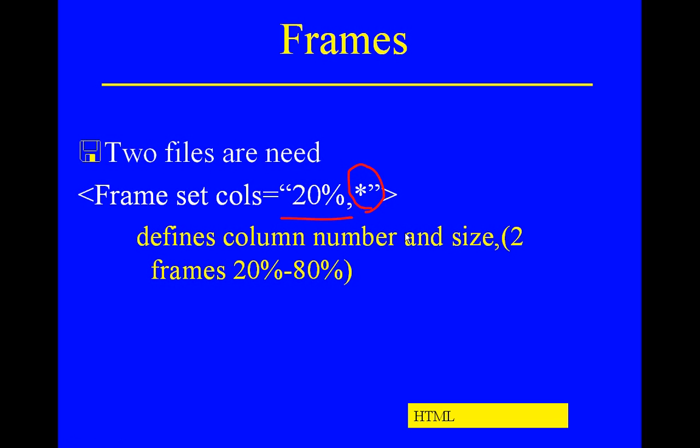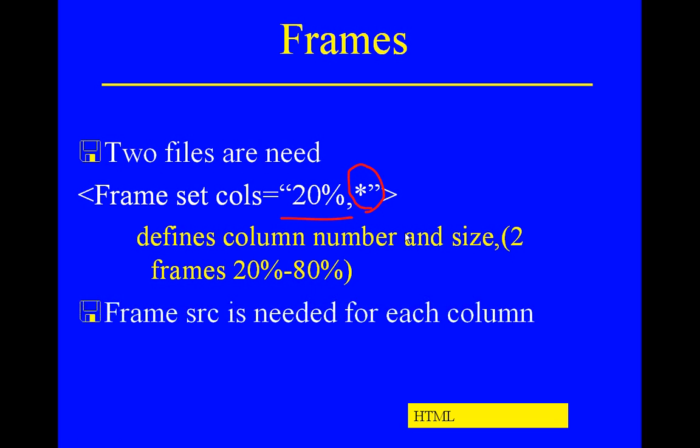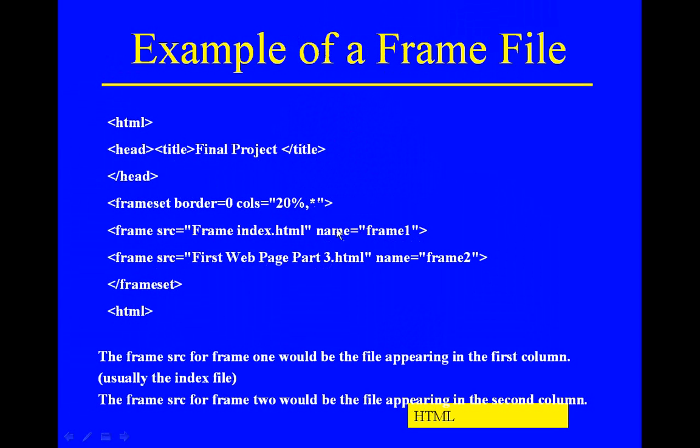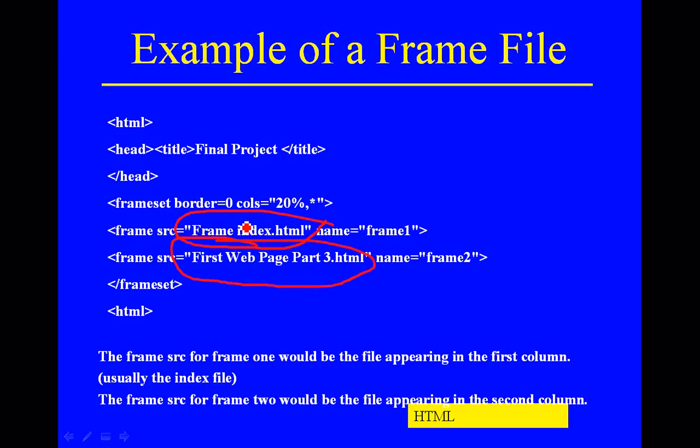So we have two columns. You need a frame source for each column. So an example of a page: frame source 1 has the file frame index. Frame source 2 has the file first web page part 3.html. So my index file is what I want to appear in the first column, frame 1. That is a listing of your links or your sites that you want to be able to see, where target equals frame 2. We'll talk about the target in a second.